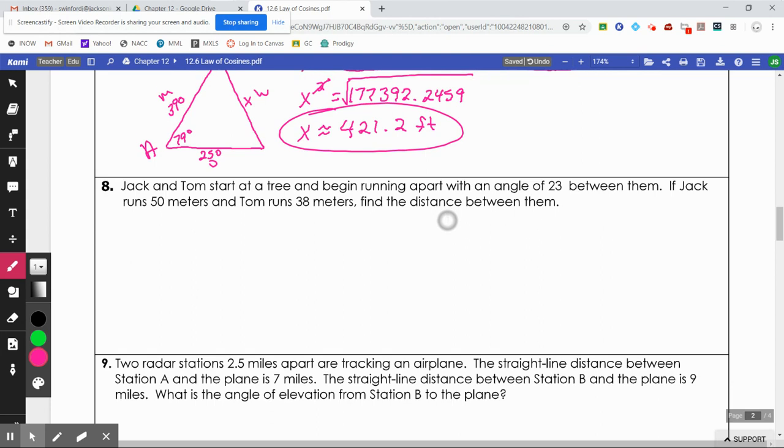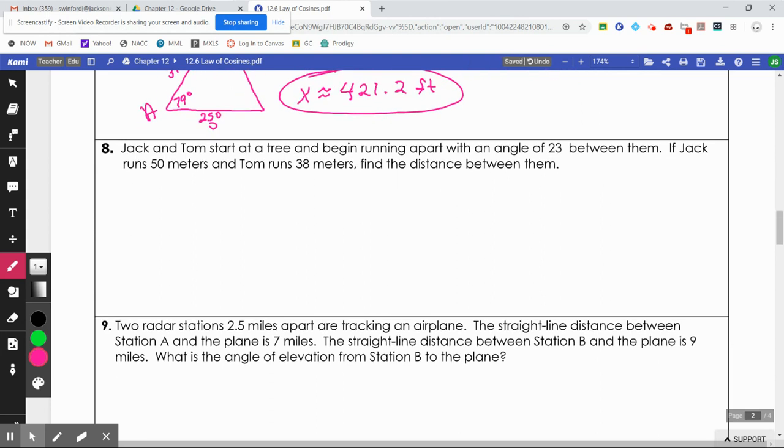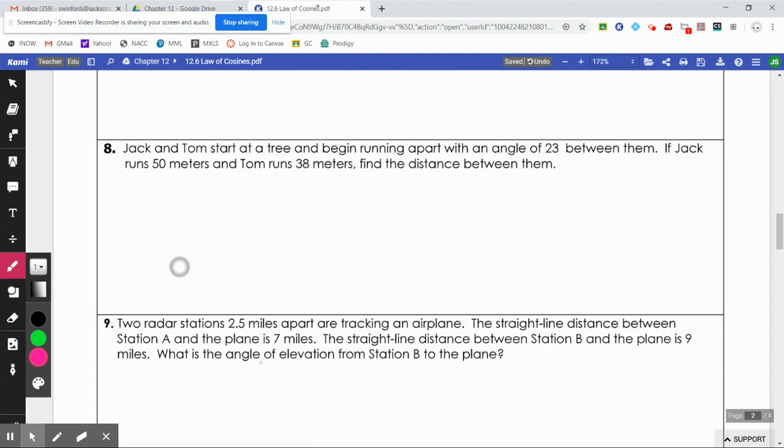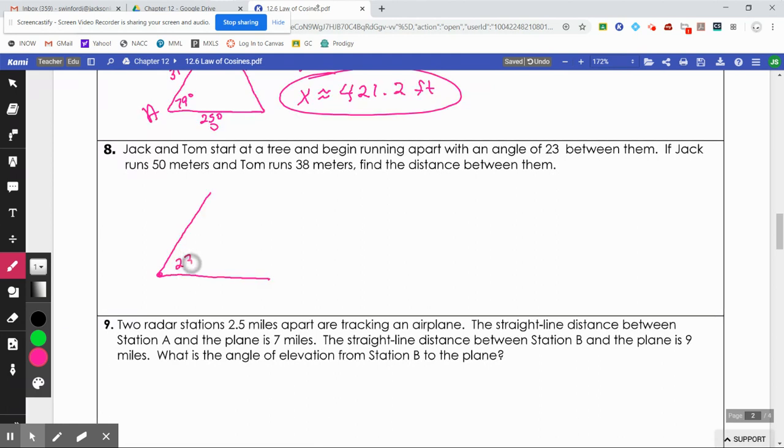Number 8. Jack and Tom start at a tree and begin running apart. So here's the tree, and they're running in opposite directions apart with an angle of 23 degrees between them. If Jack runs 50 meters, we'll say Jack's running this way, Tom runs 38 meters. Find the distance between them now. So we're looking for this distance right here.